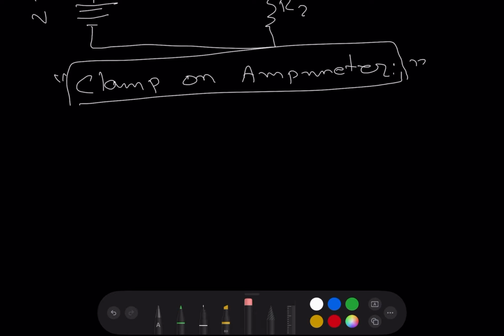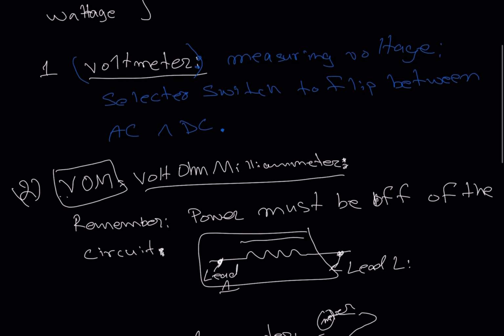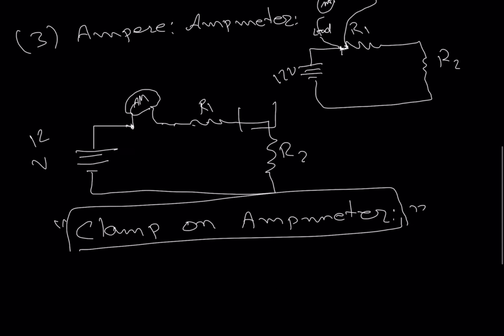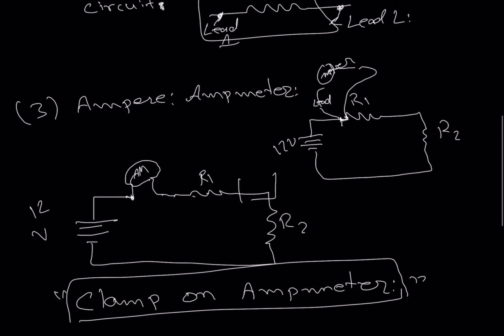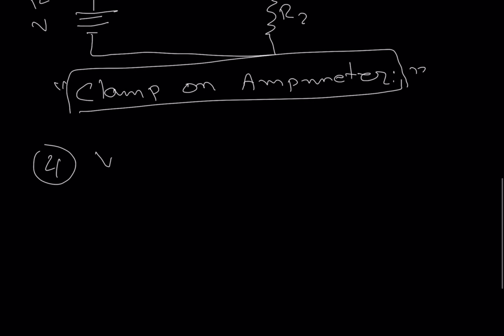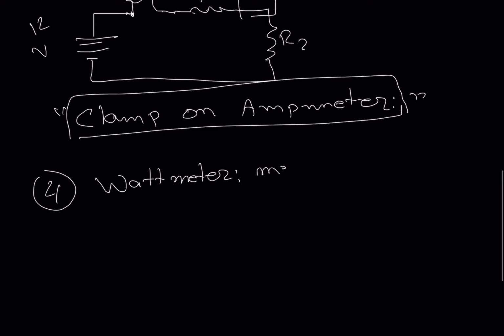Okay, now moving on. The third one is wattage. The fourth one is the wattmeter. A wattmeter is used to measure power in the circuit.